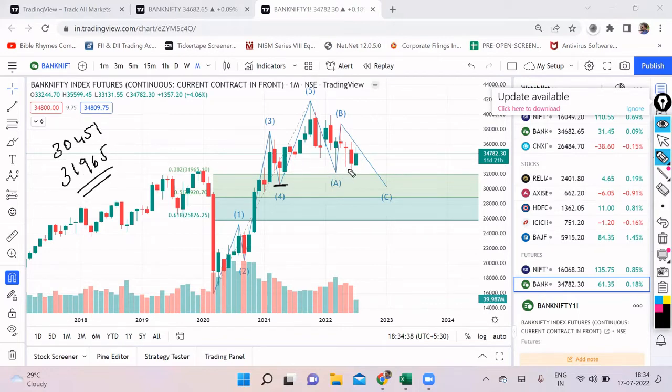We have already tested 32,000 before, and Bank Nifty is still here. It did not break out and go up to 38,000. So if Nifty has to fall until 14,300, we can expect Bank Nifty to touch these levels.